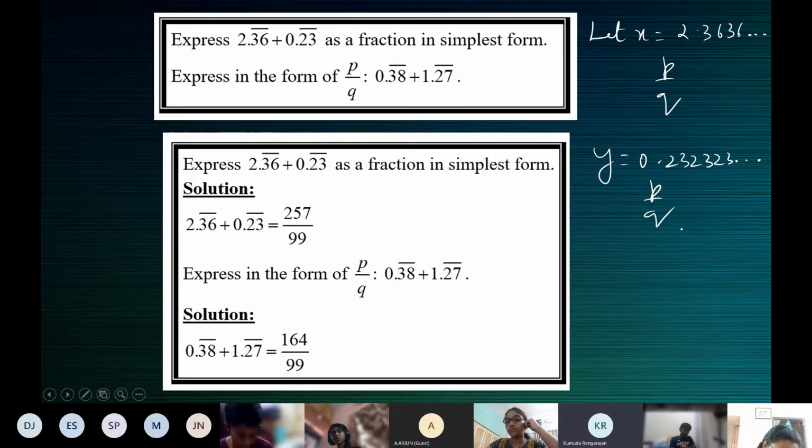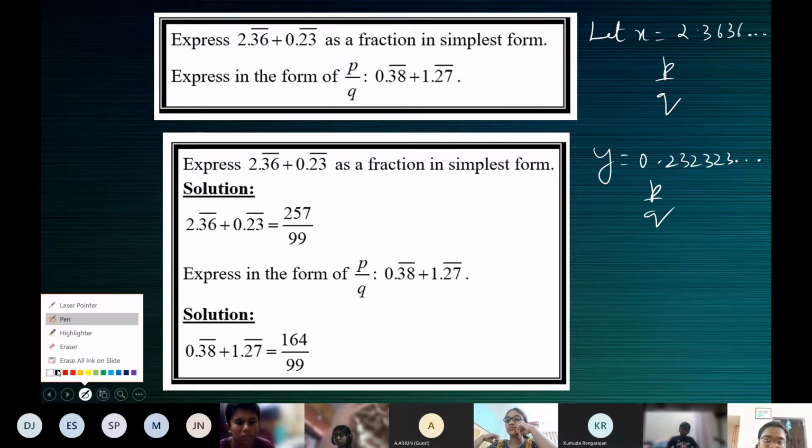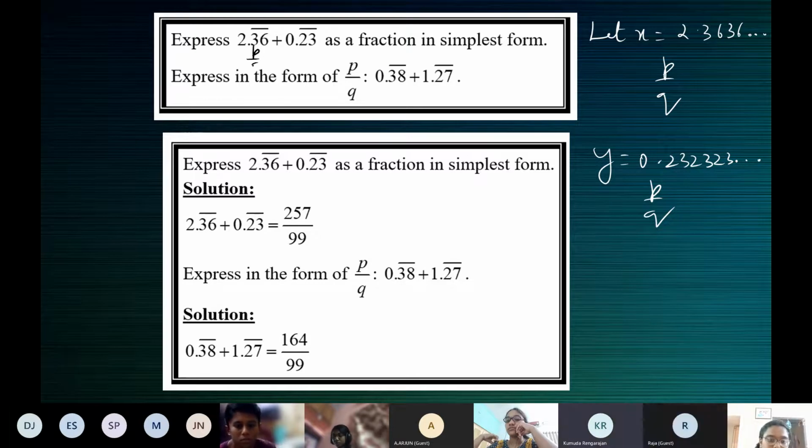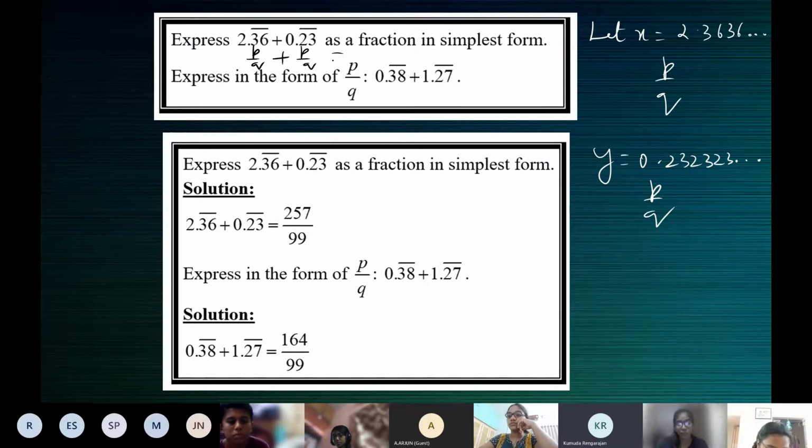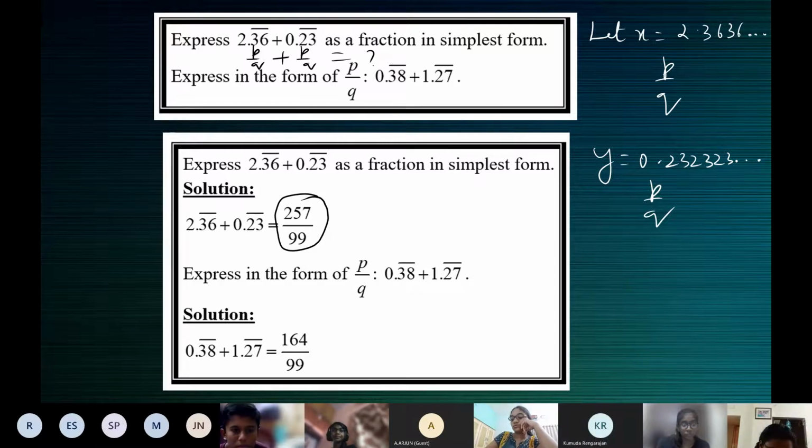You know the procedure to find the P by Q form of 2.36 recurring, and of 0.23 recurring. After finding their P by Q forms, add the two results. You'll get some P by Q for this and some other P by Q for this. Those two fractions you must add by taking the LCM, and then get the final answer. That final answer is what I've shown here. You must all get 257/99. Next class I'll show you the complete steps, as I have not prepared the word file. This is this class homework. Now I'm just giving you the final answer so that you make sure your answer is right.